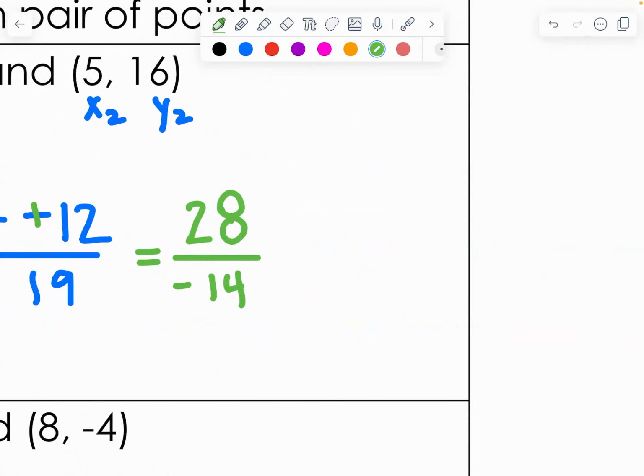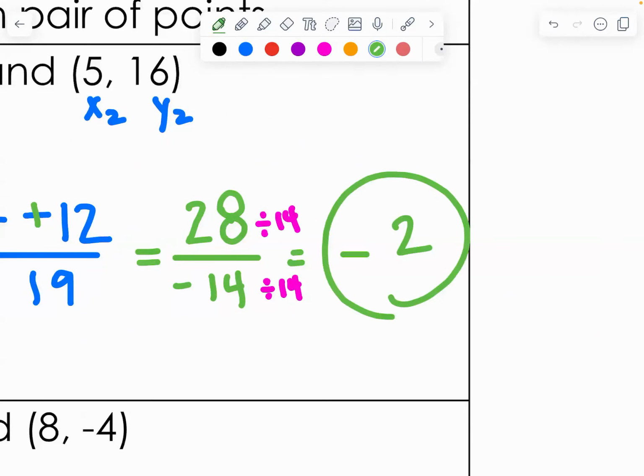Okay, so first of all, is this simplified? No. Second of all, is our fraction going to be positive or negative? It's going to be negative, okay? So negative, what number can we divide into both? 2. So you can say negative 2 over 1, or you can just say negative 2, okay? Okay.